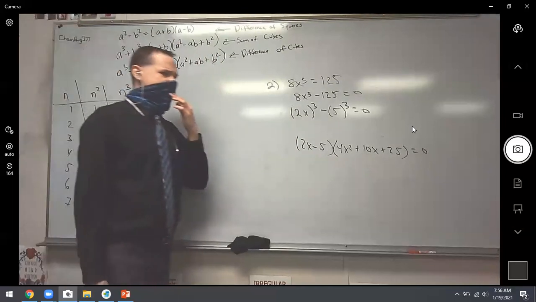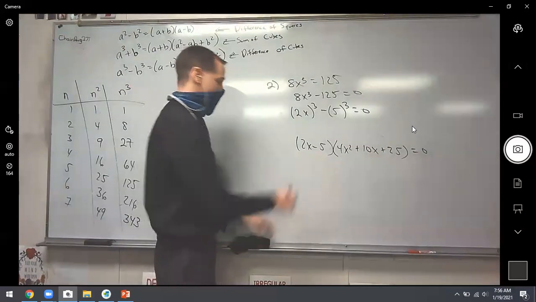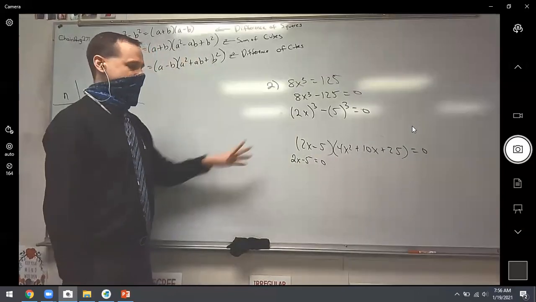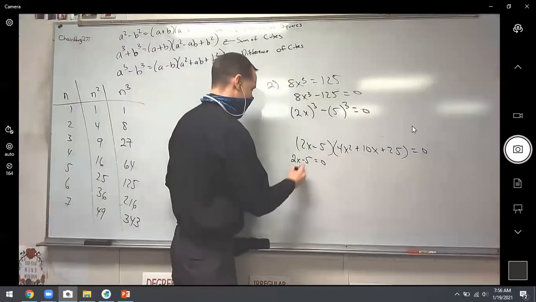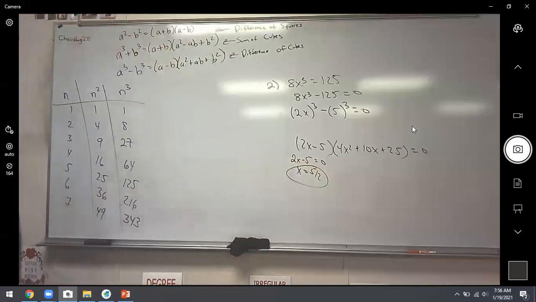Okay, how are we going to find these answers? Well, again, if it's factored, set the factors equal to 0. So if we set this equal to 0, here's a factor, 2x minus 5. If you set it equal to 0, move the 5 over and divide by 2. I won't bore you with the intermediate step. You get 5 halves right there.